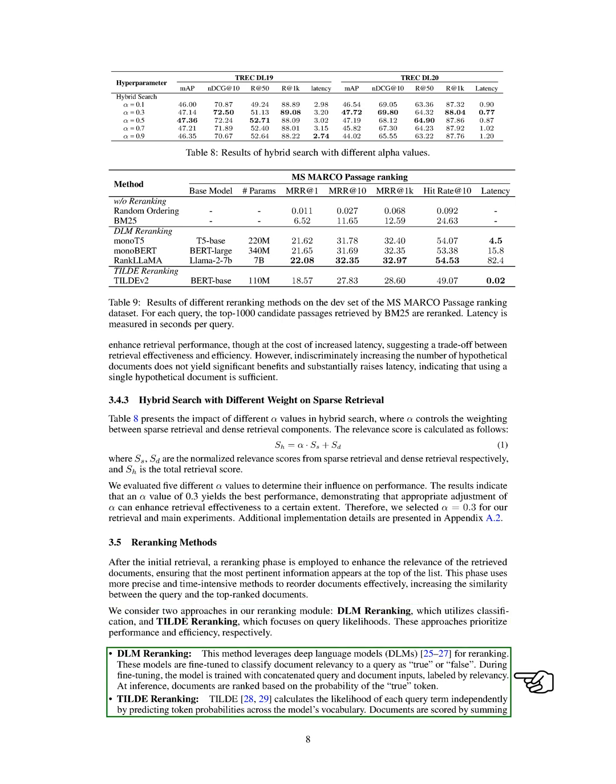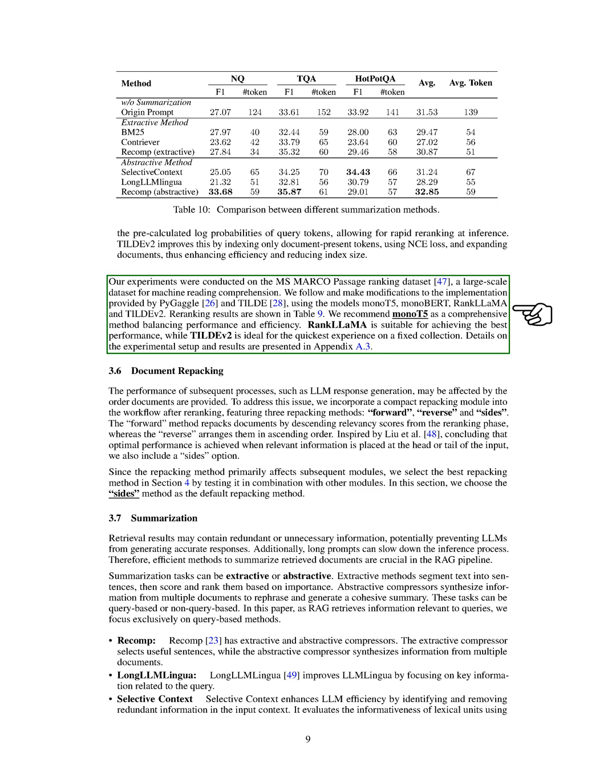DLM reranking involves fine-tuning deep language models to classify document relevancy to a query. On the other hand, TILDE reranking calculates the likelihood of each query term independently. We conducted experiments using different models and found that monoT5 is a well-rounded choice, while RankLLaMA excels in performance, and TILDEv2 is the fastest for fixed collections.